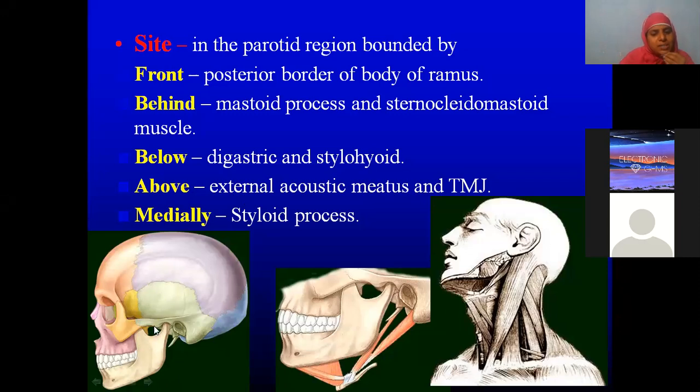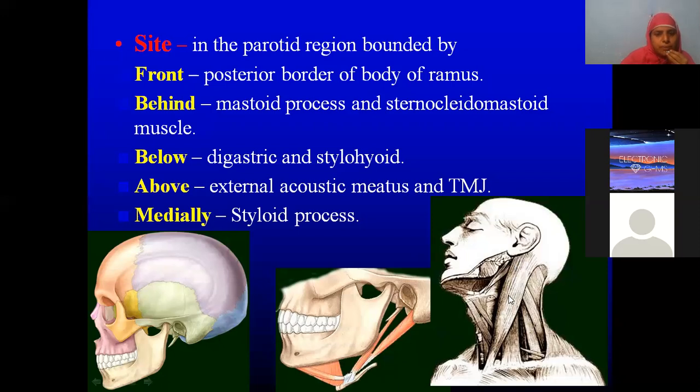Now, what are the structures forming the boundaries of the parotid? In front of the parotid gland, we will see this bone. What is the name of this bone? The mandible, the posterior border of the ramus of the mandible. Behind, we have the mastoid process.